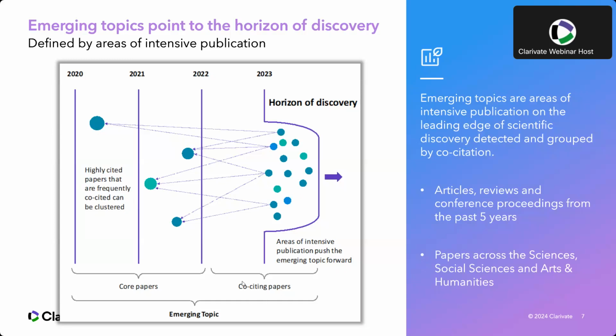The core papers and the co-citing papers, all of this is the emerging topic. But in the emerging topic, we have core papers. So these are the few papers being often co-cited by those recent papers. Okay, I think it will be more clear once I show you in the platform how it looks.